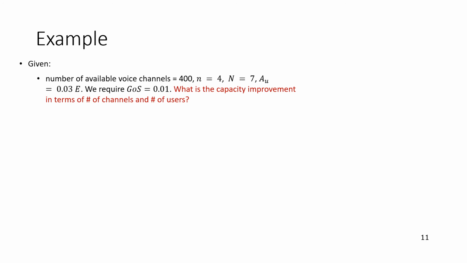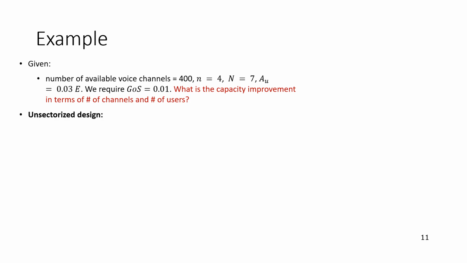Let's take an example to understand this last comment, the trade-off between number of channels and number of users. Given the number of available voice channels is 400, small n path loss exponent is 4, capital N, the number of cells per cluster, is 7, and the traffic per user is 0.03 Erlang. We require a grade of service of 0.01. What is the capacity improvement in terms of number of channels and number of users?